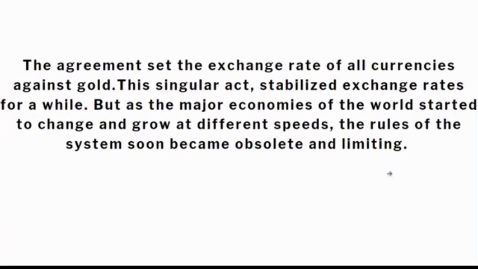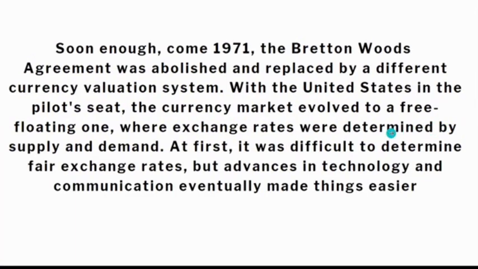The agreement set the exchange rate of all currencies against gold, because gold is one of the most valuable minerals, and every country's exchange rate was set against gold. This singular act stabilized the exchange rates for a while. But as the major economies of the world started to change and grow at different speeds, the rules of the system soon became obsolete and limiting. Now, what happened after that?